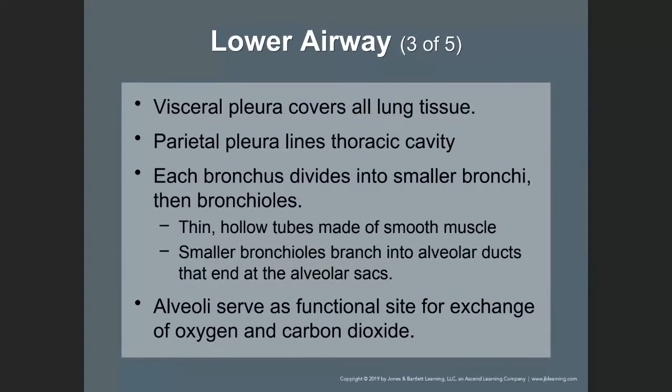The visceral pleura covers all lung tissue. The parietal pleura lines the thoracic cavity. Each bronchus divides into smaller bronchi, then bronchioles, thin hollow tubes made of smooth muscle. Smaller bronchioles branch into alveolar ducts that end at the alveolar sacs. Alveoli serve as the functional site for exchange of oxygen and carbon dioxide.